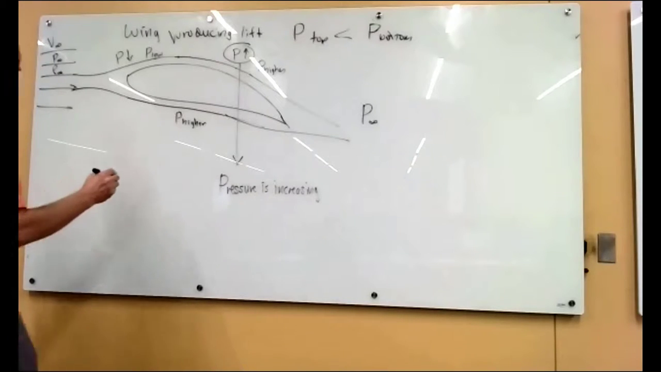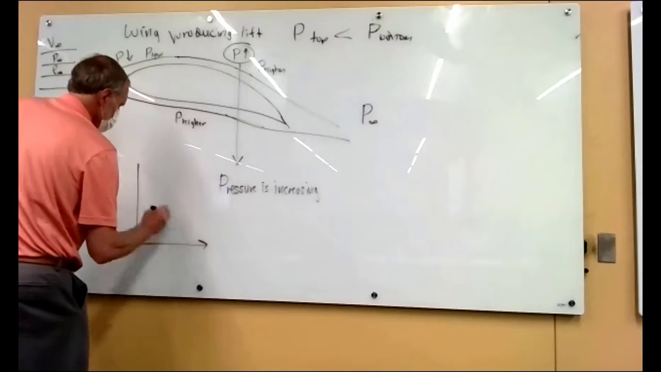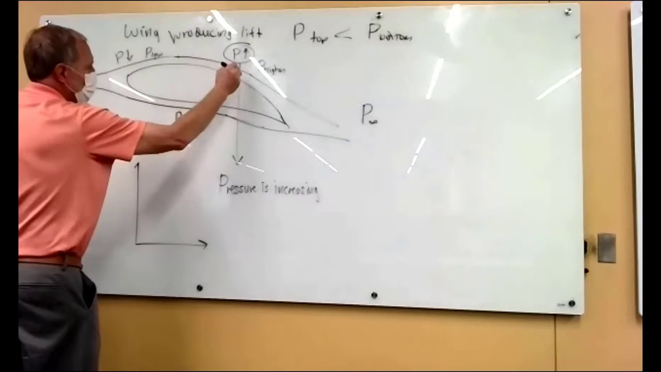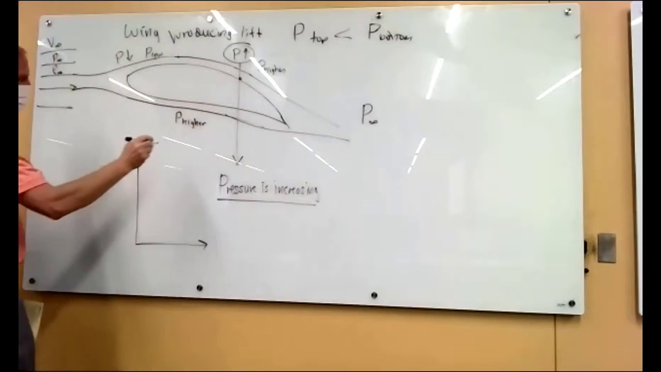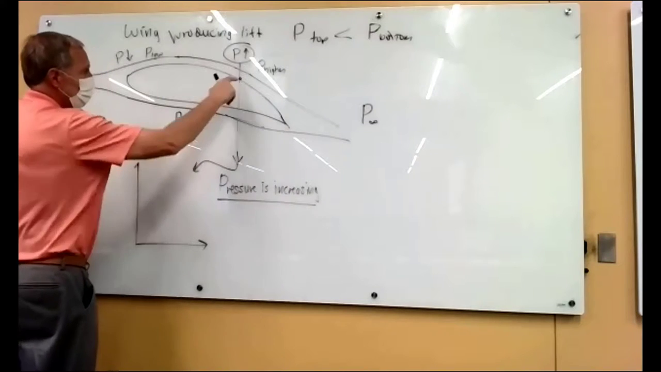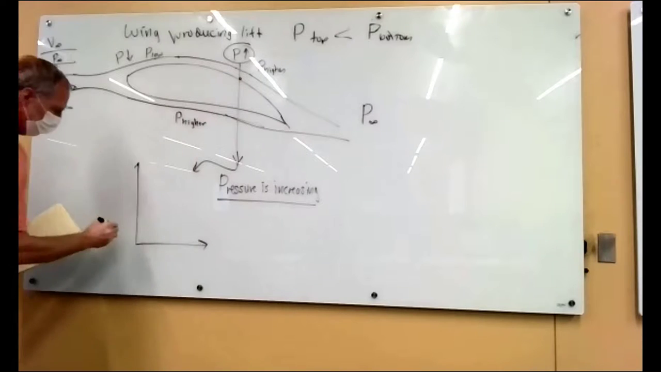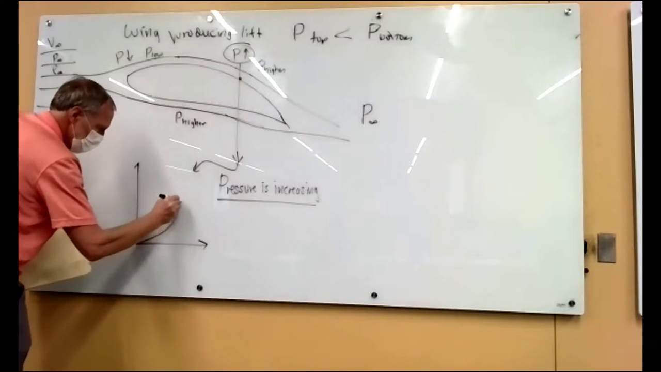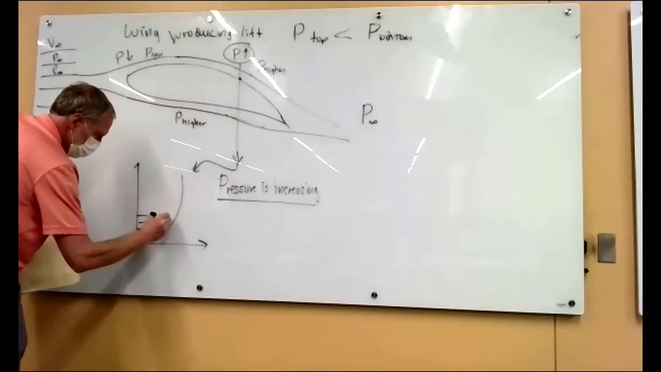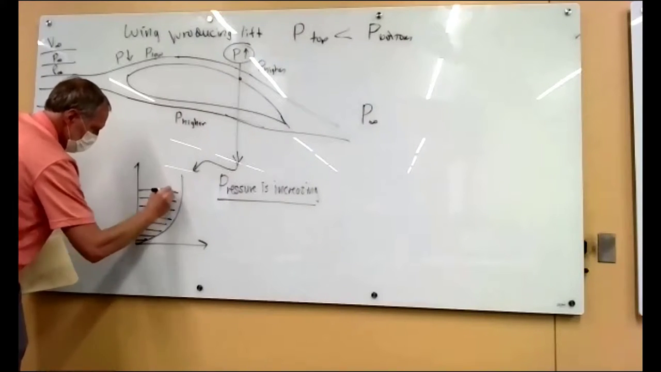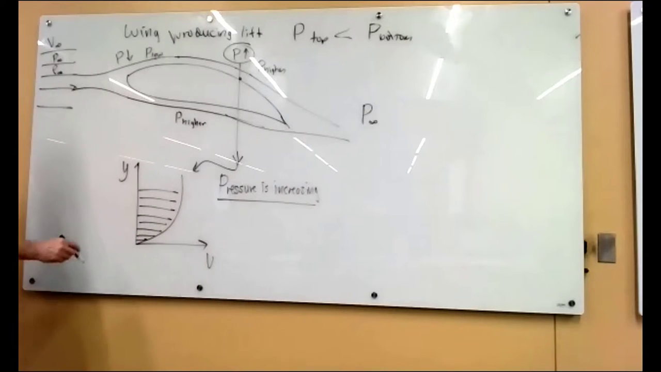Okay, so let's draw a boundary layer profile of the boundary layer right here where this pressure is increasing. All right, so I'm going to take a snapshot of what the flow looks like really near the surface inside that boundary layer. And it looks like this. And remember that the pressure is going up.